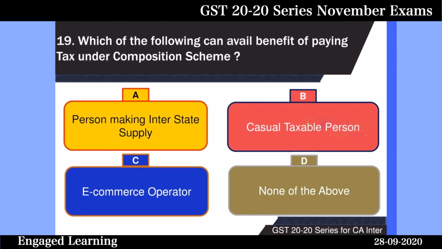The next question on your computer screen. Which of the following can avail benefit of paying tax under composition scheme? Option A, person making interstate supply. Option B, casual taxable person. Option C, e-commerce operator. And option D, none of the above.